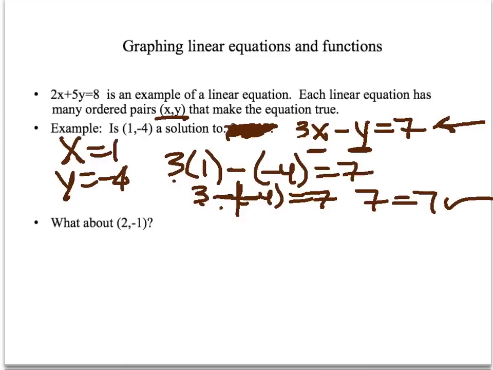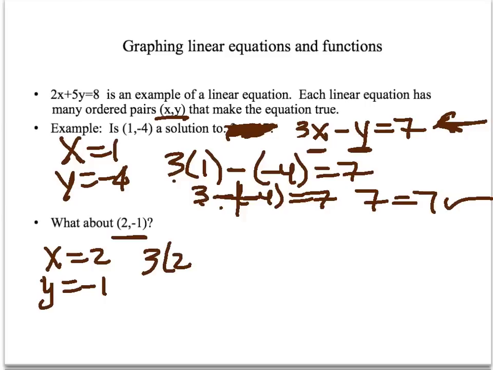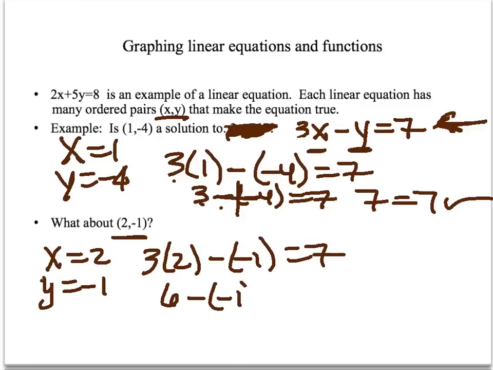Let's take a look. Same equation right here: 3x minus y equals 7. What about the point 2, negative 1? Does that work? So x equals 2, y equals negative 1. I'm going to plug in my values for x and y. So 3 times 2 minus negative 1 equals 7. 3 times 2 is 6. 6 minus negative 1, does that equal 7? Subtracting a negative is just like a big old addition. So 6 plus 1, 7 does indeed equal 7. So check.